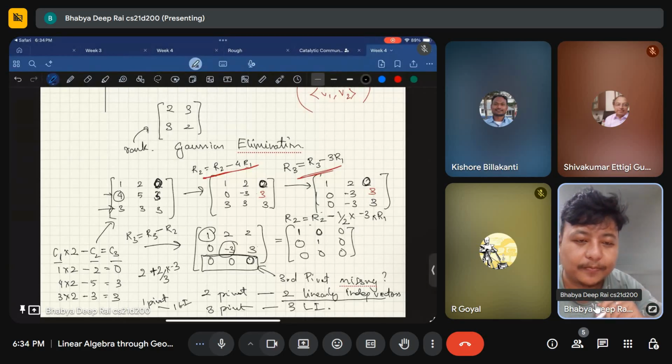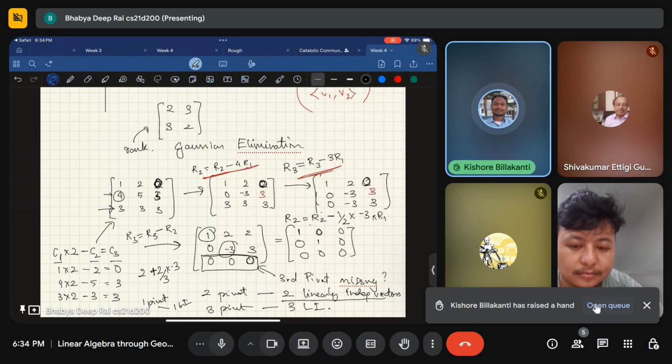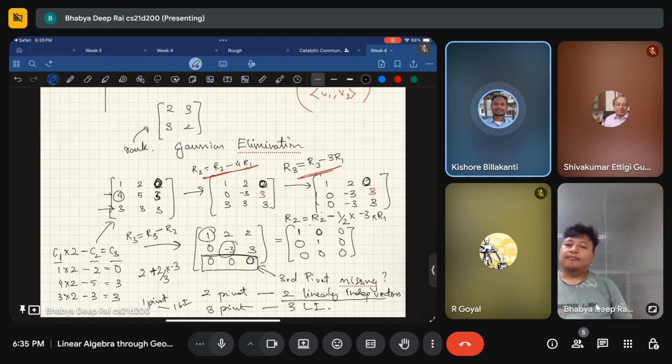Yeah, Kishore. This Gaussian elimination is only defined to know the pivot values, the linearly independent ones, and then to express the linearly dependent ones, right? Yeah. Not for the linearly dependent.